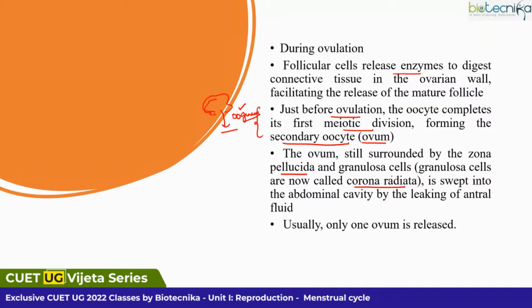So what is this corona radiata? It is a layer of granulosa cells. So it will move. Okay, this ovum will further be moving in the uterine tube, and that is where it can get fertilized if a sperm is present.